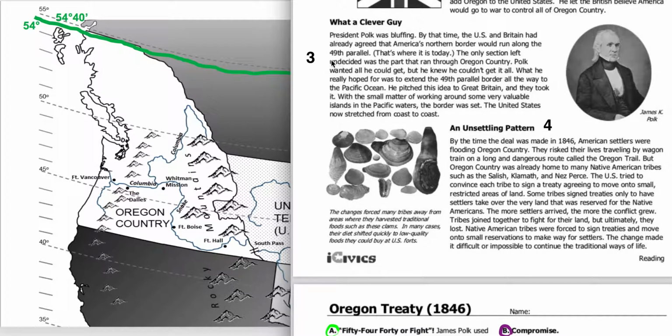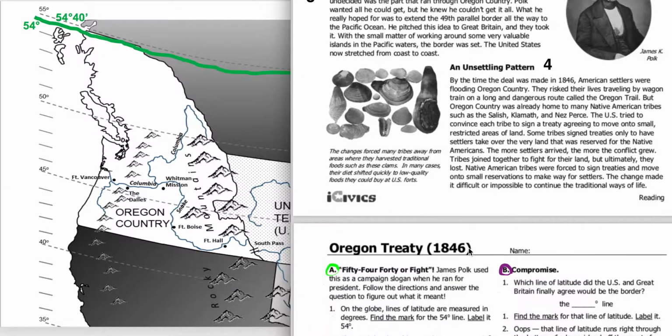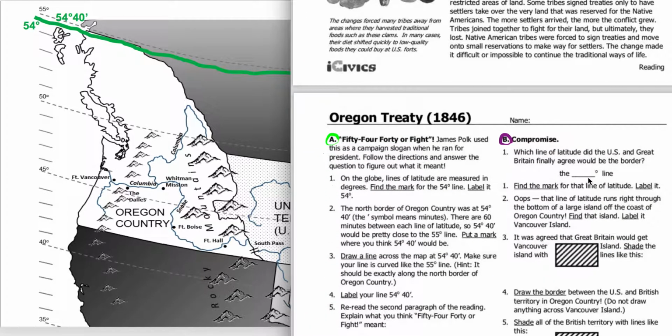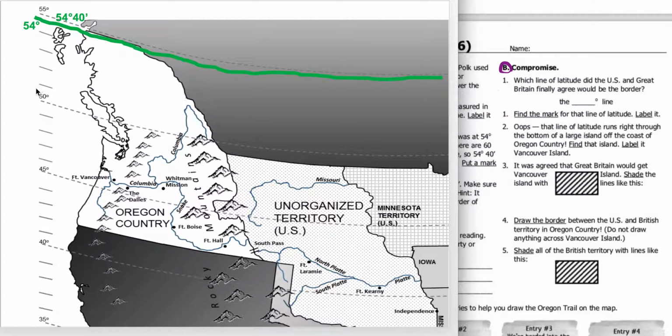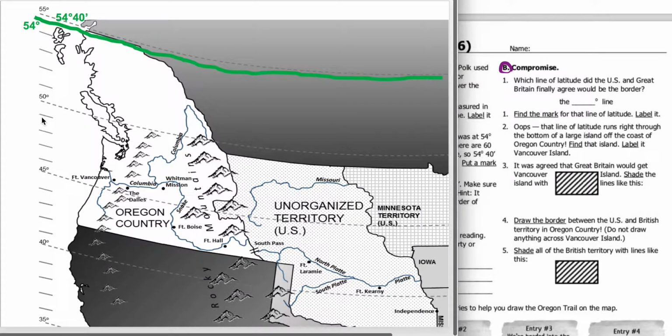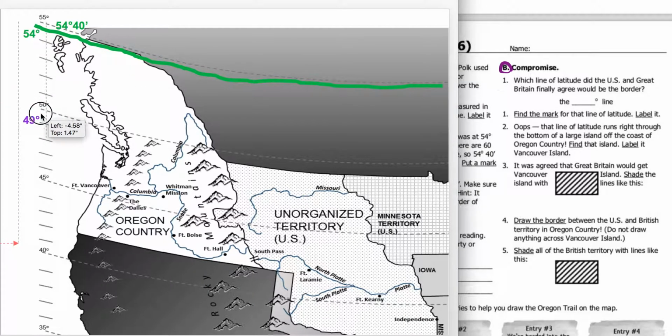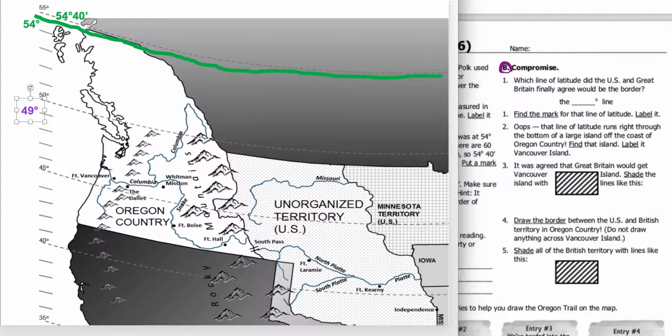All right, so that's where the border would be. Make sure you write it down here. Find the mark for that line of latitude and label it. So if this is 50 degrees and this is 45 degrees, then we know that this must be 49 degrees. And so grab your purple pen and label that 49 degrees.